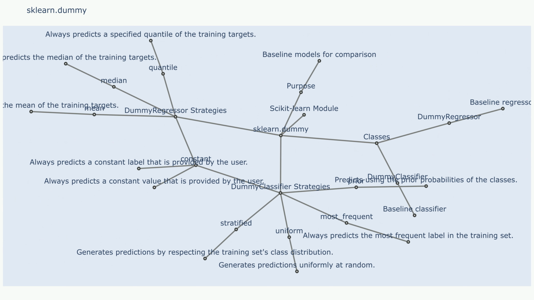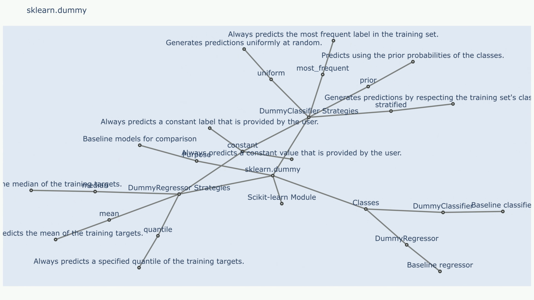Uniform. This strategy predicts randomly from the possible values. It is helpful for comparing against models that might be overfitting or making random predictions. 4. Evaluation metrics. It's important to note that dummy estimators are not intended for making predictions in real-world scenarios. They are only useful for evaluation purposes.